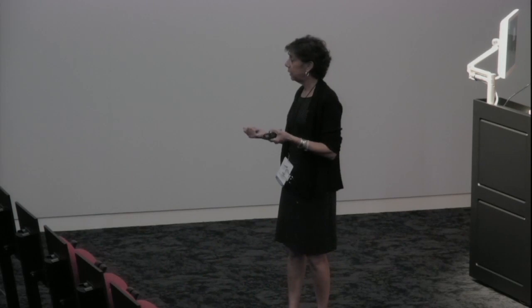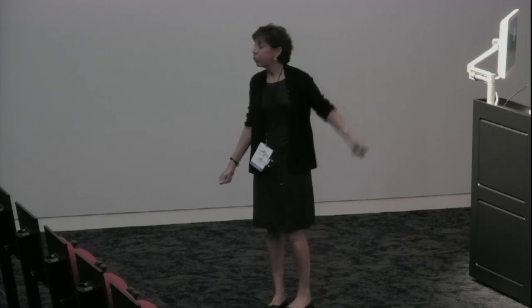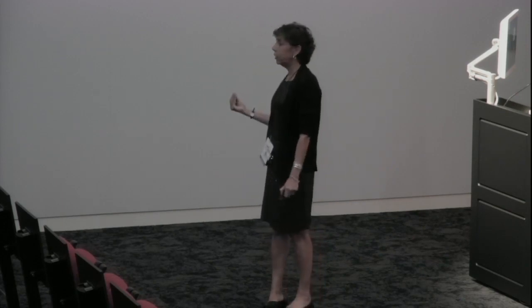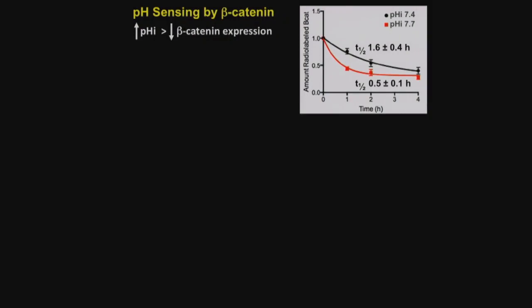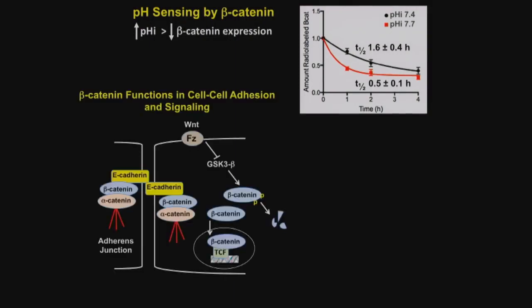And I'm just summarizing quite a bit of data. We went on to show that this is a stability effect: at lower pH, the half-life of beta-catenin is about 3-fold shorter than at a normal pH, 7.4 versus 7.7.